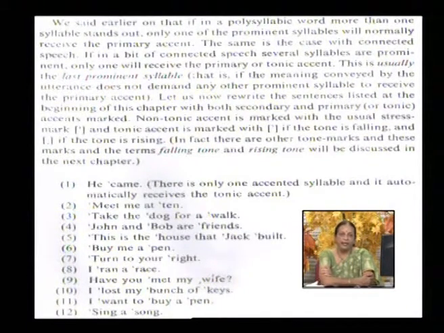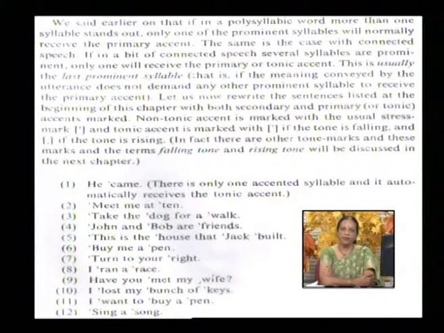Buy me a pen. Turn to your right. I ran a race. Have you met my wife? I lost my bunch of keys. I lost my bunch of keys. Lost, bunch, keys. I lost my bunch of keys.